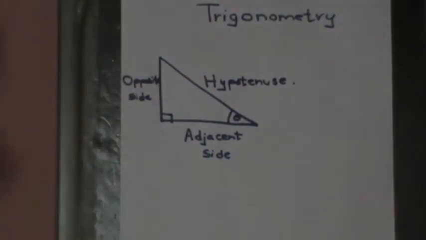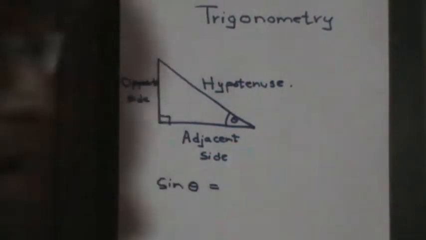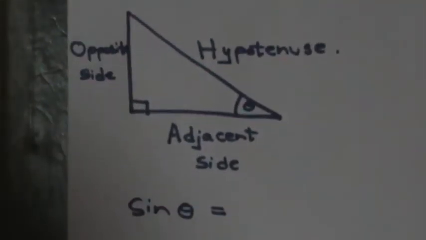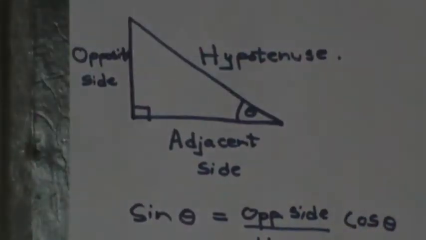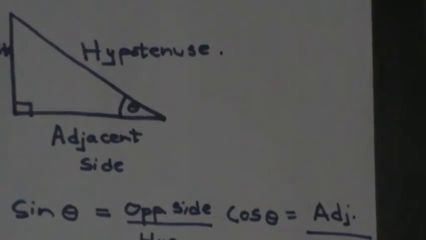So you know that sin theta is equal to the opposite side divided by the hypotenuse, and cos theta equals the adjacent side divided by the hypotenuse, right?